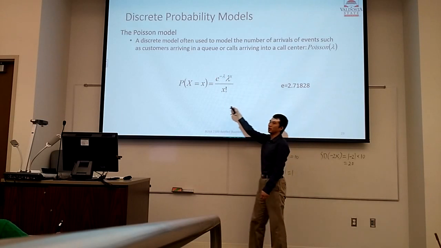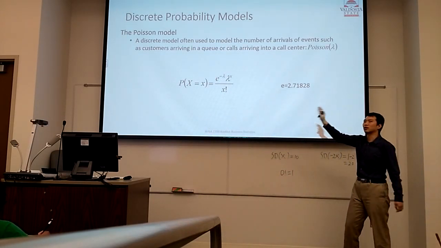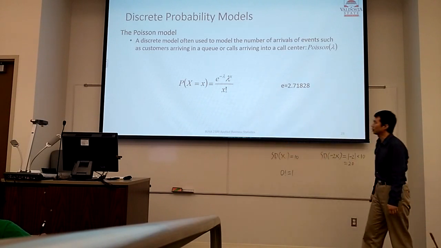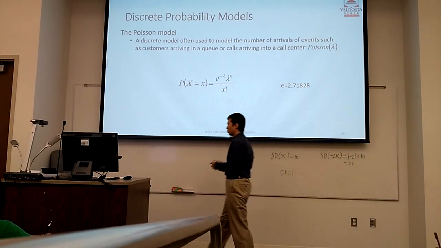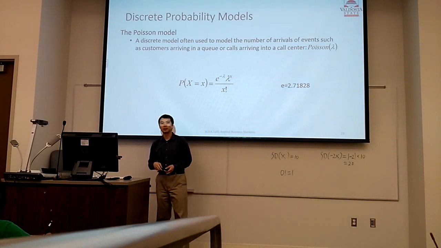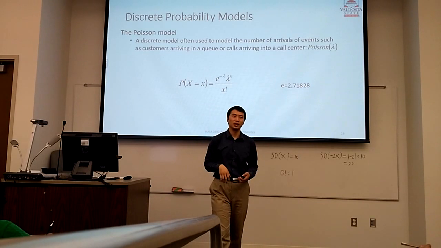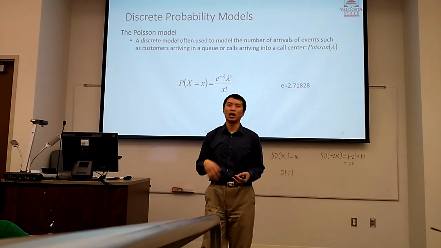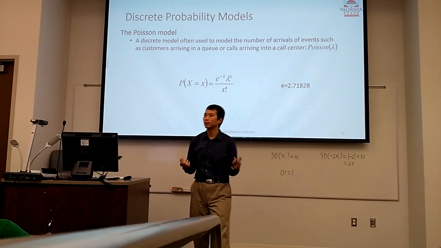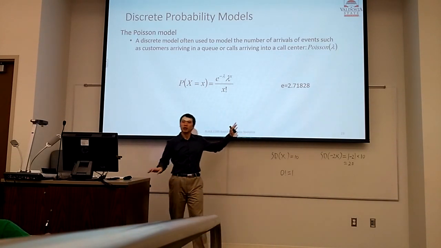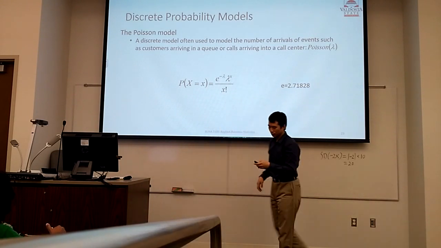And in this model, the E is a constant. Okay? The E is a constant. It's not a random variable. It's a constant. So we use this model to describe the customer arrival. For example, the call center. You want to know what's the probability that within 1 hour you will have 3 phone calls or 4 phone calls. So that's the model we need to use. Okay? The Poisson model.